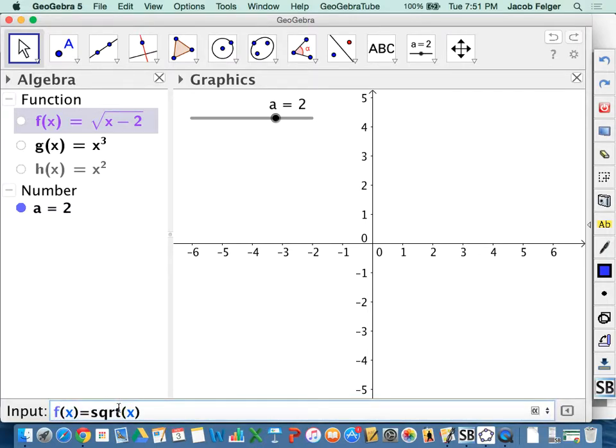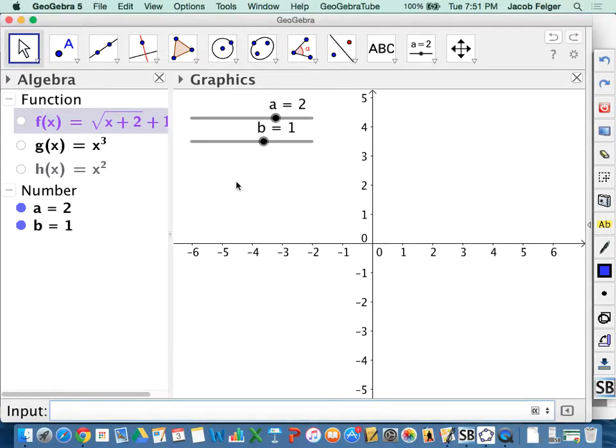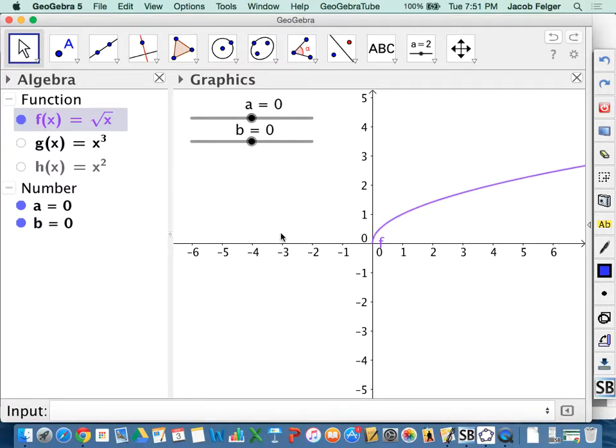So this one's going to be x plus a, and then I'm going to add on to the end of it a slider for b. Let's put those back at zeros before I reveal it. Okay, there it is. So there's my function.